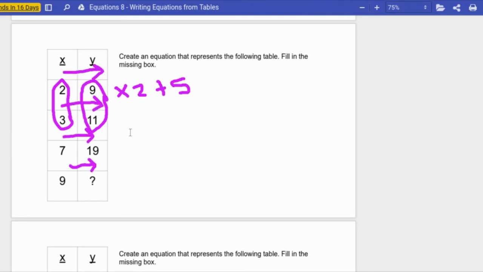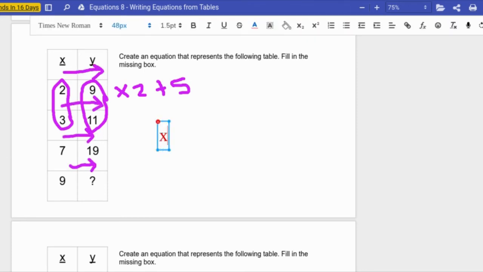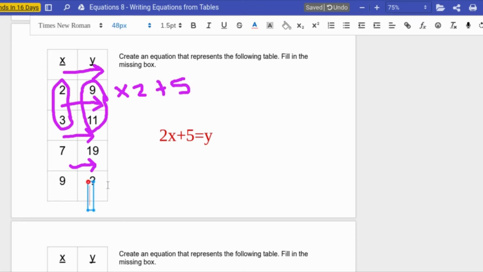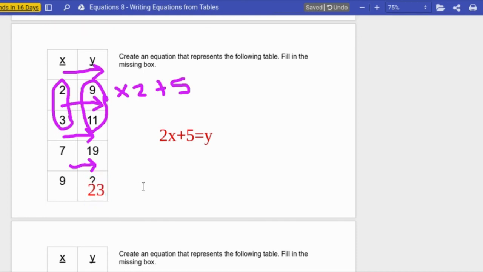Okay, so the way that I write this is I take my X and I times it by 2. So I'm going to write that as 2X, and then I'm going to add 5, and that equals my output, which is my Y. So my equation that goes with my table is 2X plus 5 equals Y. So if I put 9 in and times it by 2, that's 18, plus 5 gives me 23. So my missing value is 23.